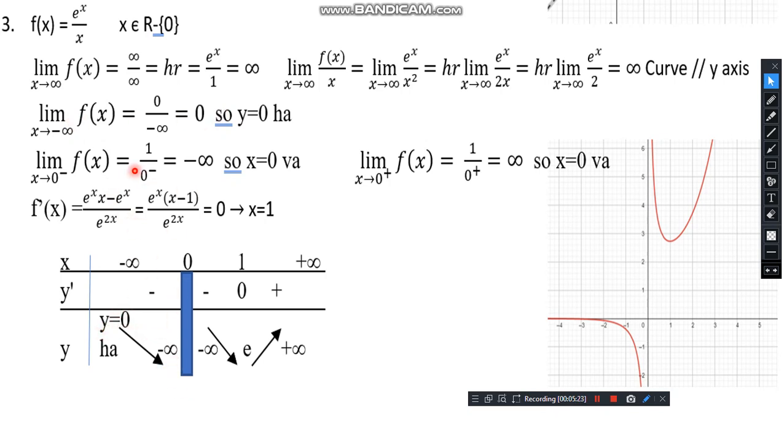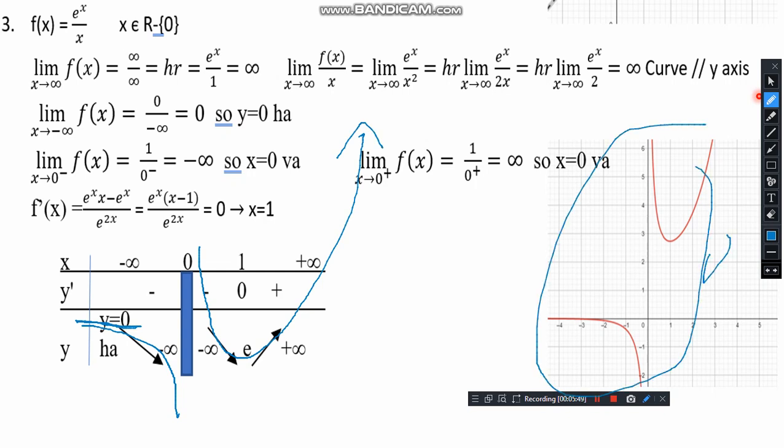Going down at 0 minus, it's minus infinity. At 0 plus here, it's plus infinity. If you replace by 1, it will be e. Going down, then going up, and going up parallel to the y-axis. So if you want to graph it, this is the form of the curve. Here you have y equal to 0 going to the vertical, then going up to the minimum and going parallel to the y-axis. You can take particular points as much as you want.